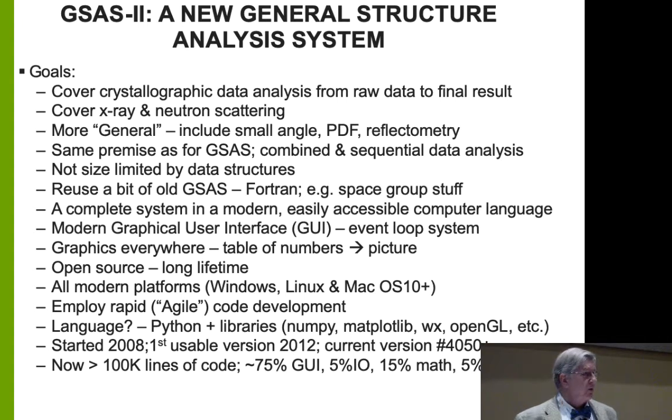75% of that code is for the GUI. Roughly 5% for reading files and that sort of thing, 15% for the mathematics. That tells you something about the balance of the emphasis on when you write one of these programs. The mathematics is easy. It's the GUI that's the hard work. And 5% for the graphics. All that fancy graphics is in 5% of the code.